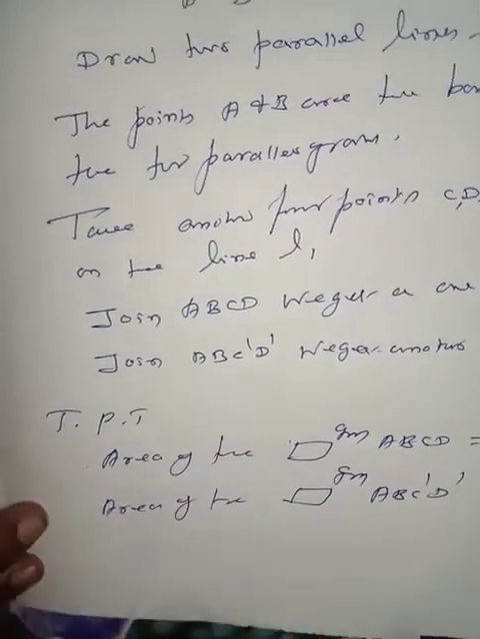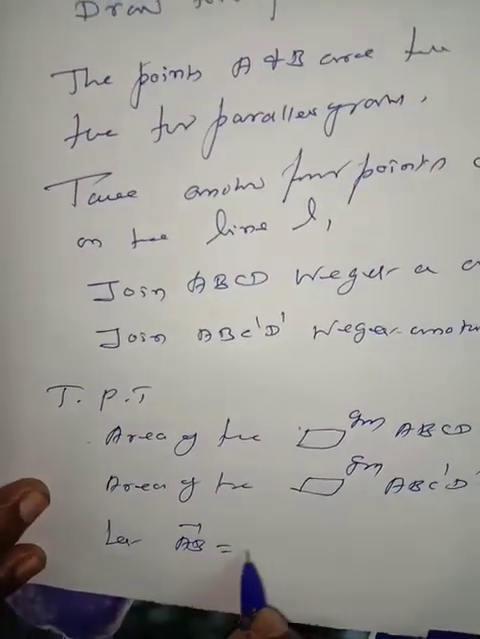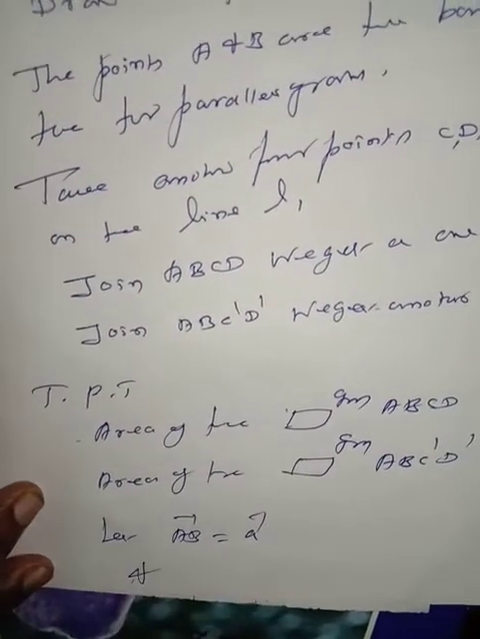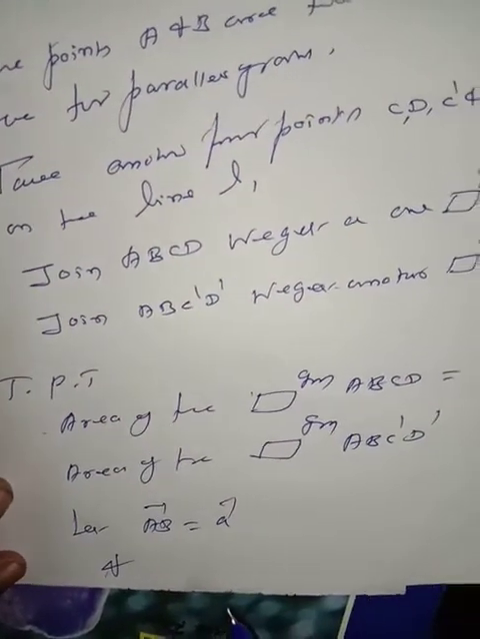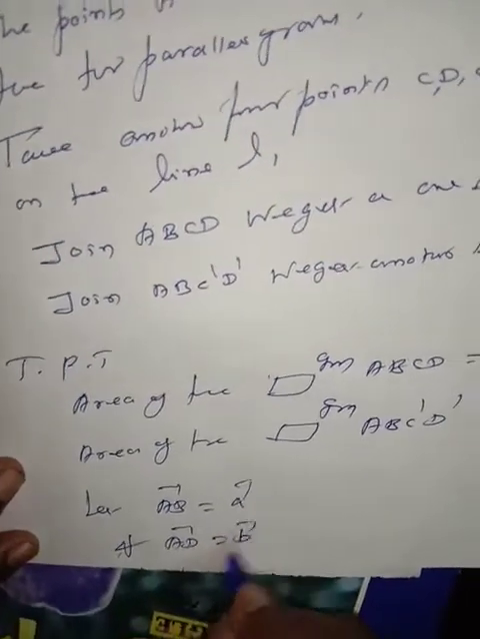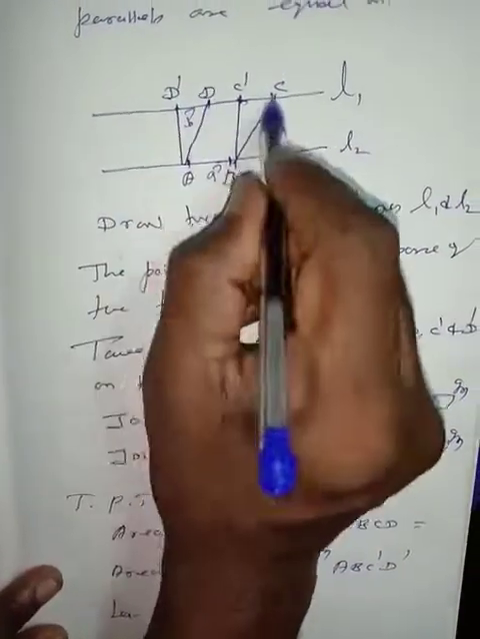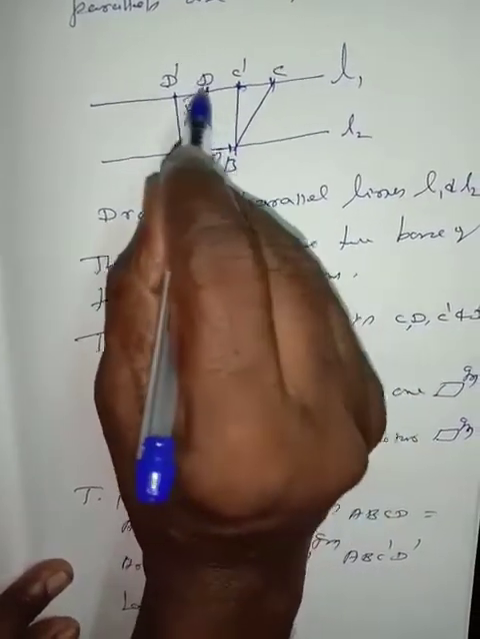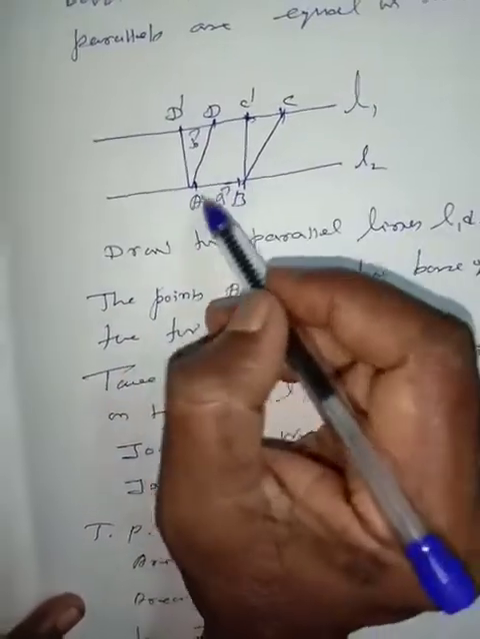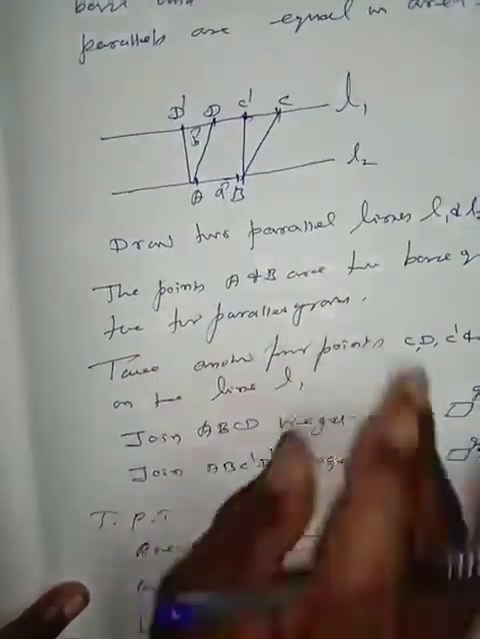Now let AB vector be equal to small a vector and AD vector be equal to small b vector. This is small a vector, this is small b vector. AB is parallel to CD, therefore DC is equal to small a vector. AD is parallel to BC, therefore BC is b vector.